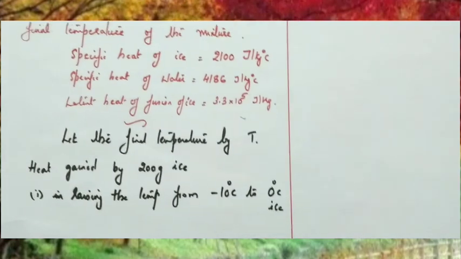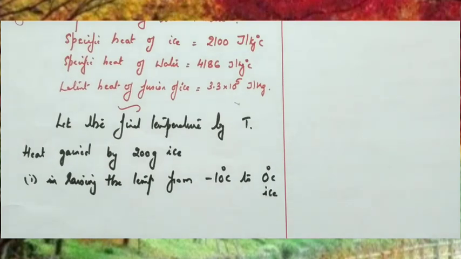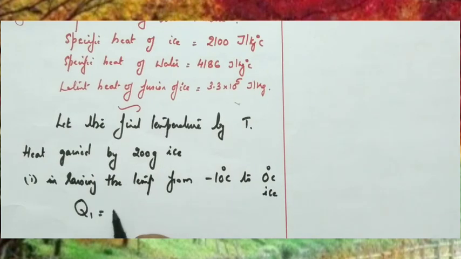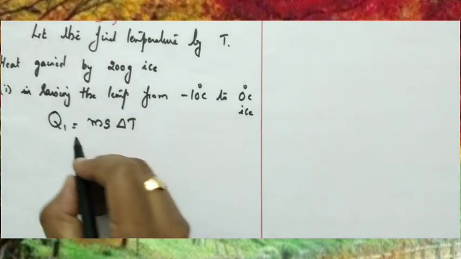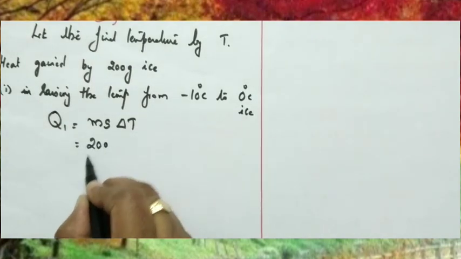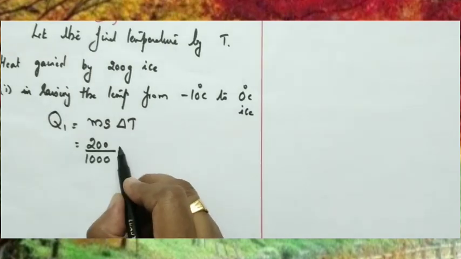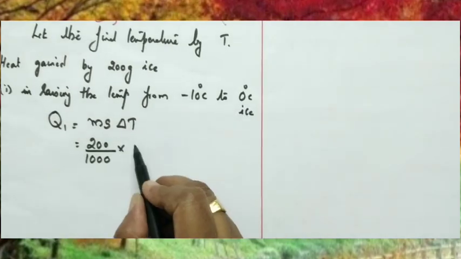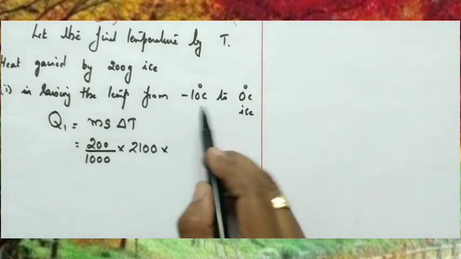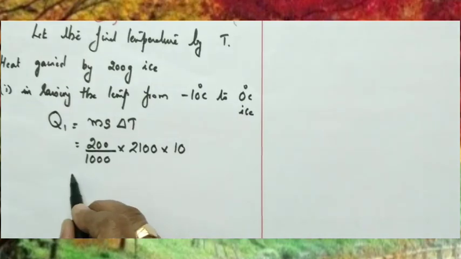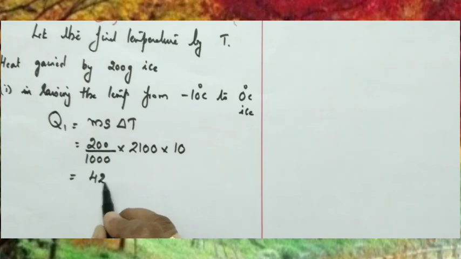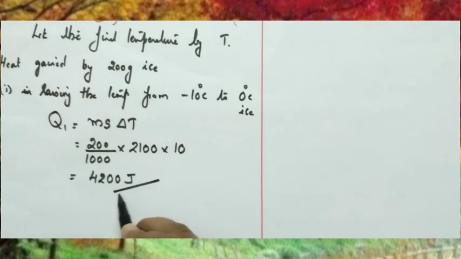When minus 10 degrees Celsius ice gets some amount of heat, first it gets converted to 0 degrees Celsius ice. What is the quantity of heat required for this? Here there is change in temperature, no? So quantity of heat is given by m s delta T. M is the mass of ice, 200 divided by 1000, converting to kilogram. S is the specific heat capacity of ice, 2100, into the change in temperature, minus 10 degrees Celsius to 0 degrees Celsius, which is 10. After simplification you will get the answer as 4200 joule.